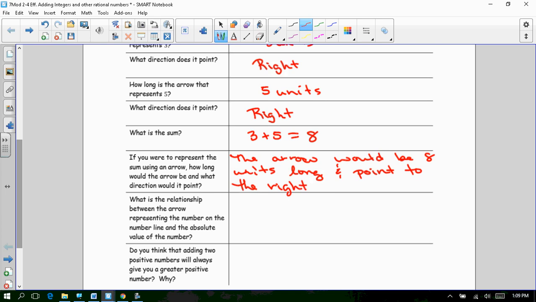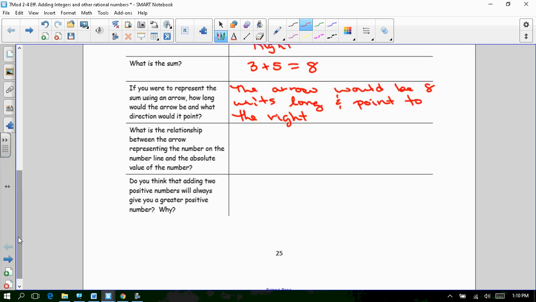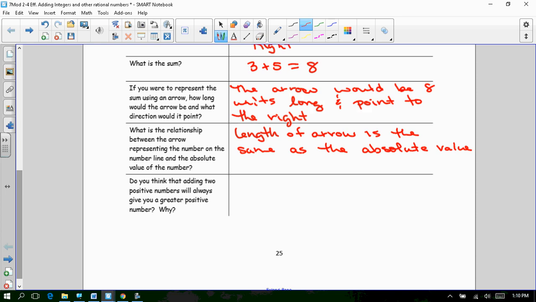All right, what is the relationship between the arrow representing the number on the number line and the absolute value? The length of the arrow and the absolute value are going to both be the same, right? The length of the arrow is the same as the absolute value. It's the same. Okay? So the arrow length and the absolute value, they're both the same, right? The arrow was 8 units, and the absolute value is also 8.